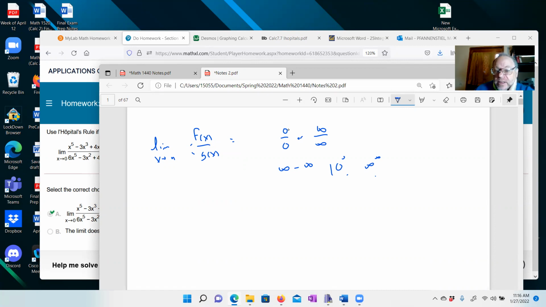Then you can't cancel these. This here is not 0. Infinity over infinity is not 1. This is not 0. So what they call them is indeterminate form.